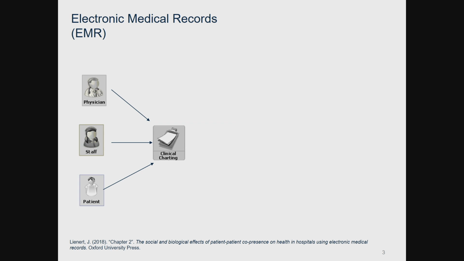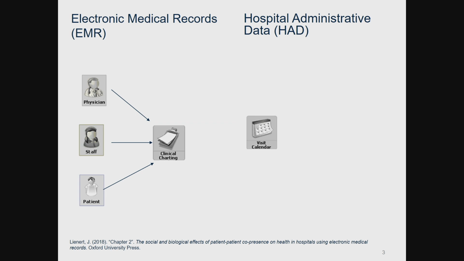So this is ideally something that is used to track your health as you go through the medical system in its many forms. On the other hand, hospital administrative data is data that's collected by the hospital primarily for its own internal use. So this can include things like when you're in a various hospital ward, when you're moving from hospital to hospital, where you are, what you're doing.